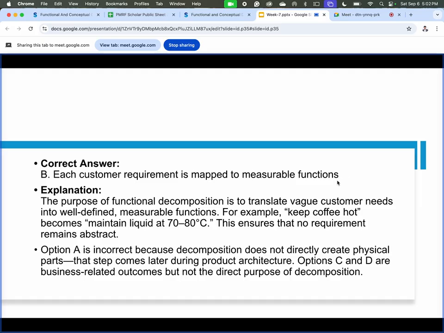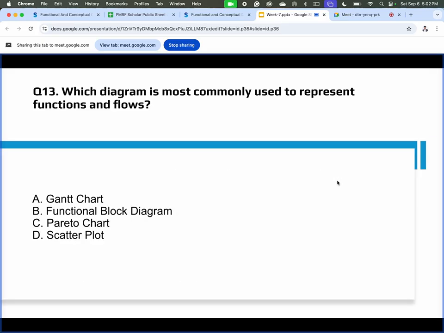Now moving to the next question, question number 13. Which diagram is most commonly used to represent the functions and flow? Is it a Gantt chart, functional block diagram, Pareto chart, or scatter plot? What is the right answer?